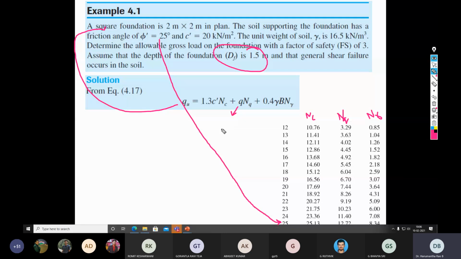Your q is nothing but the overburden term. That is gamma times Df. So gamma is given as 16.5 kilonewton per cubic meter, and Df is 1.5 meter. So everything is known. And sir, this 1.3 factor is only for the square footing? Correct, exclusively for the square footing.